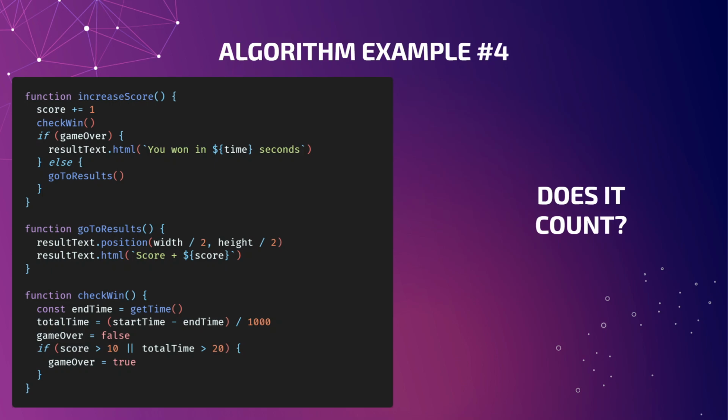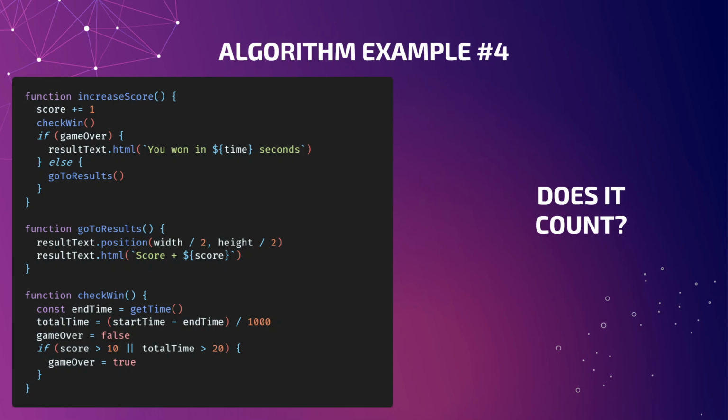And let's take a look at another one here. So this is algorithm example number 4. We have 3 different functions here, one parent, 2 children. So increase score, we have a score increase. It increases the variable by 1. We have a check win, runs the check win function. If game over is true, result text.html sets the result text paragraph HTML to U1 in the number of seconds. And else go to results.